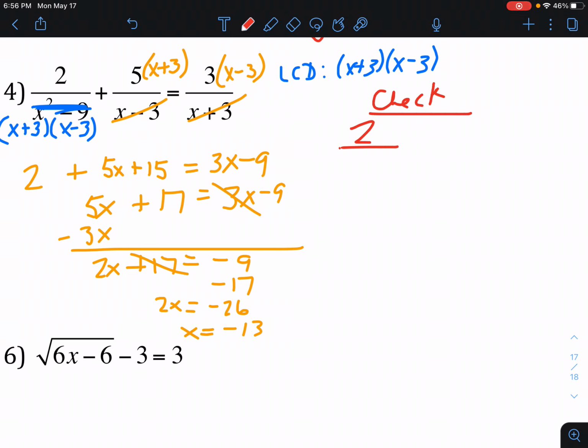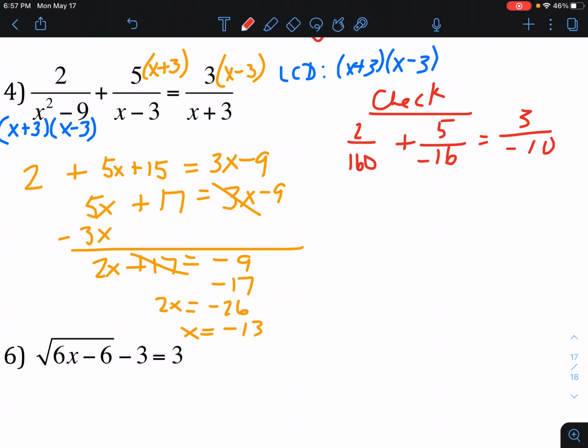So the first fraction, I'm looking at the x squared minus 9. So that'll be negative 13 squared is 169, then minus 9 is 160. Then plus, and then it'll be 5 over x minus 3. That's negative 13 minus 3 is negative 16. Equals 3 over negative 13 plus 3 is negative 10.